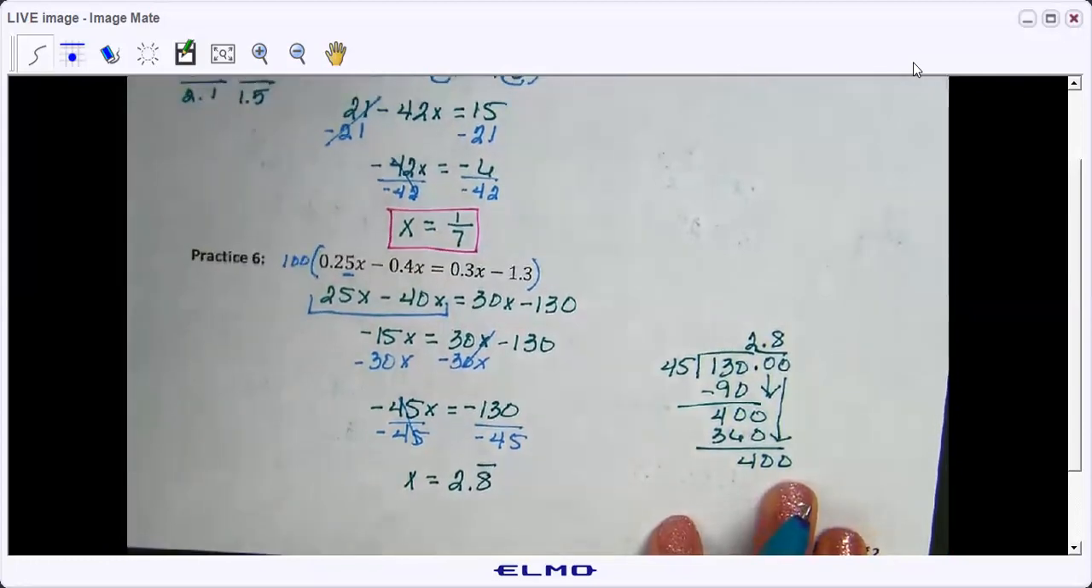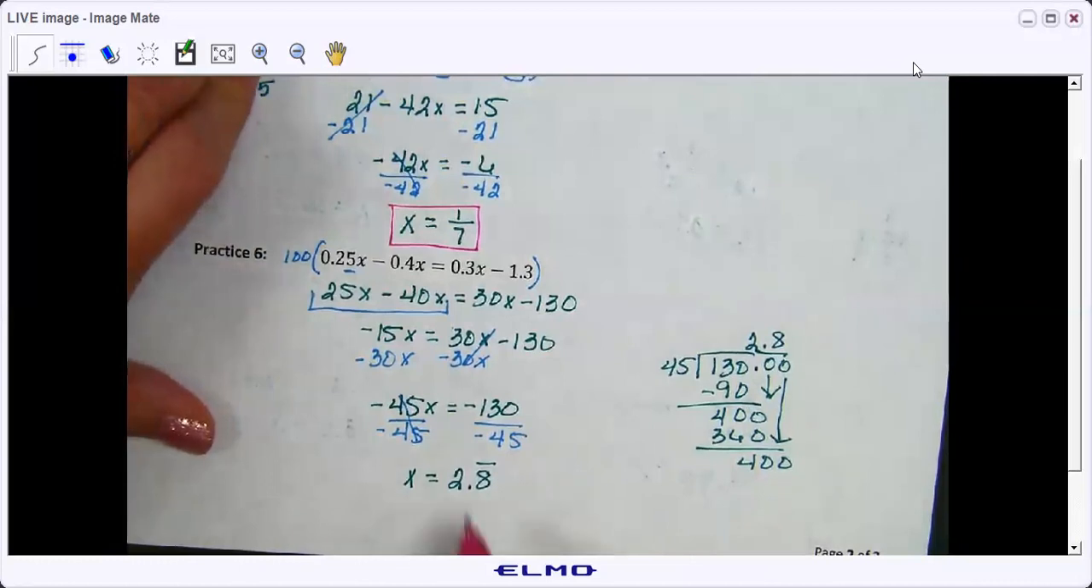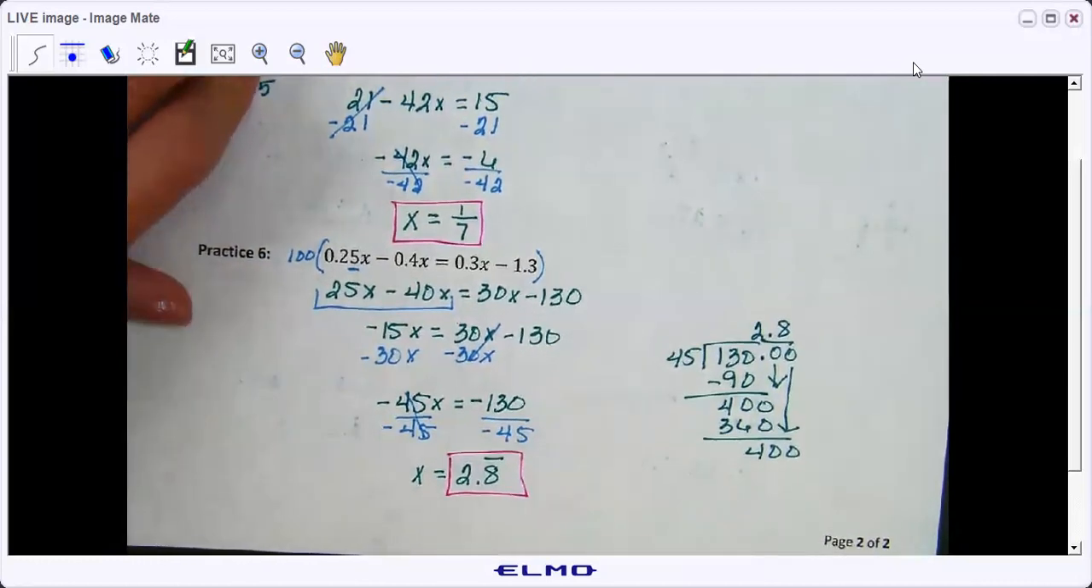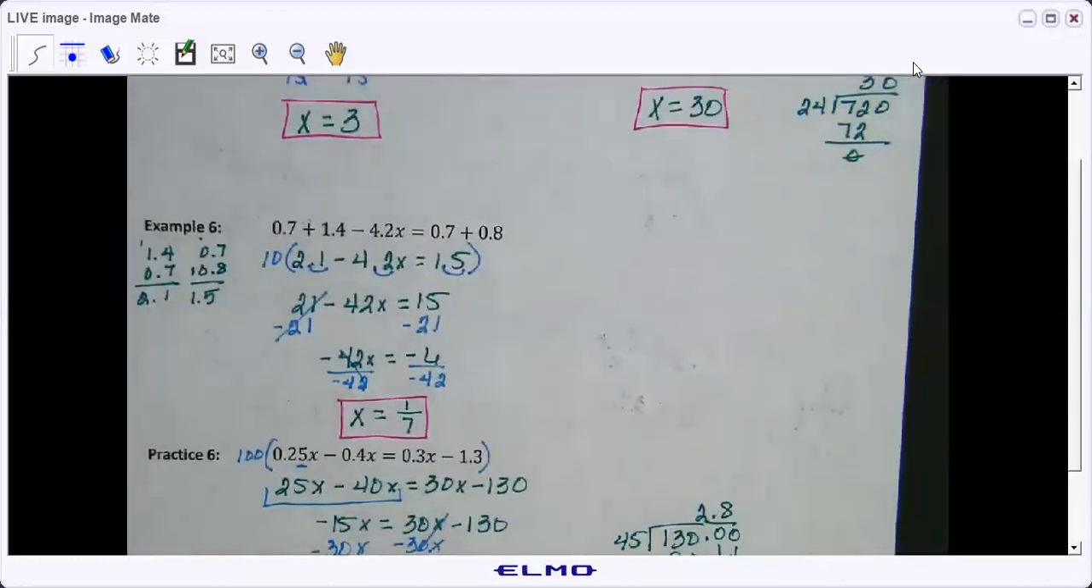Is it positive or negative? 2.8. It's positive. A negative divided by a negative is positive. Okay, that concludes lesson 2.5.